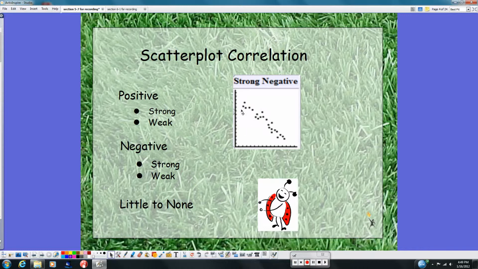Negative correlation would be decreasing from left to right. And again, notice that this would be strong negative correlation versus weak negative correlation. Again, you notice that it's generally decreasing, but it's not as tight as the strong negative correlation. And then little or no correlation would look like this. It's not really increasing, it's not really decreasing, it's just kind of everywhere. So those are the different types of correlation. We're just going to focus on positive, negative, or none.